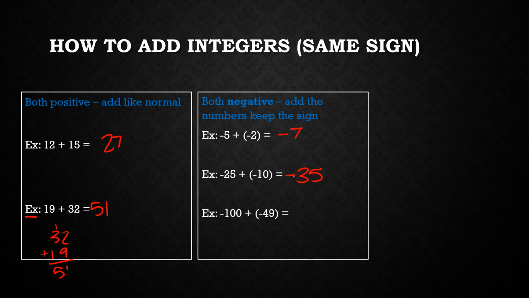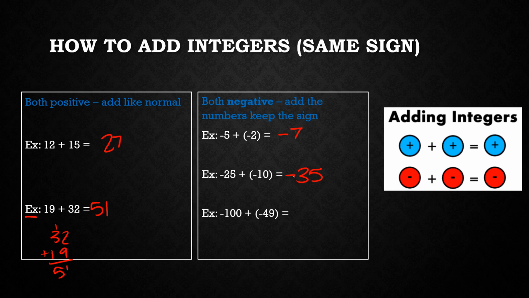Our last example here, I have -100 plus -49. Again, I have those signs that are the same. Both of my numbers are negative. Now let's add 100 and 49, which will give me 149. Don't forget to bring over your negative.